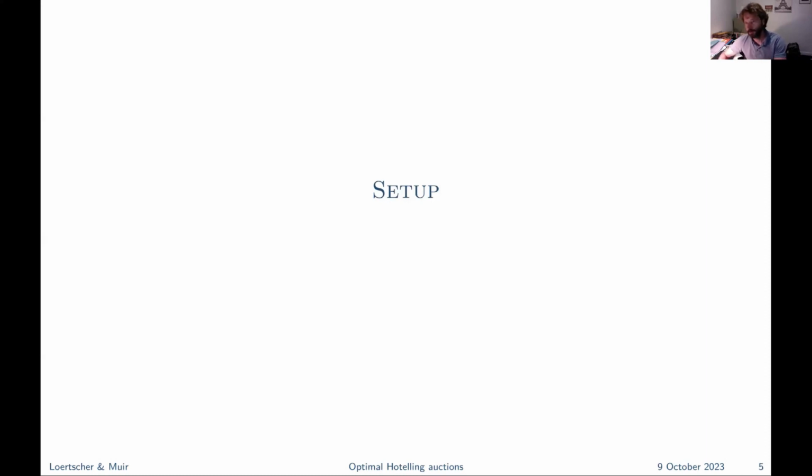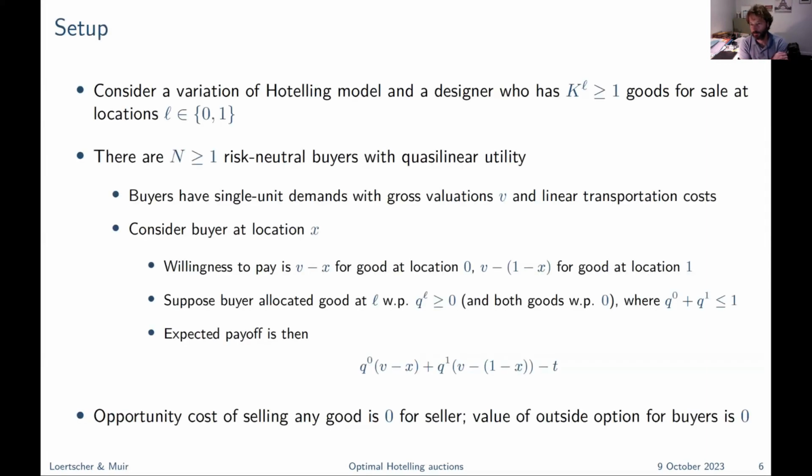Okay, so there are no questions. Let me proceed to the setup, which at this high level should be very, very simple. We consider a variation of the Hotelling model where the auctioneer has K0 goods for sale at 0 and K1 at 1. So that's the capacity that the seller has. And there are N risk-neutral buyers. As I said, the buyers have single-unit demands and gross value V. That's the same across all the buyers.